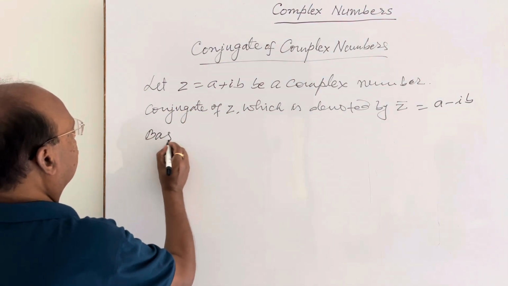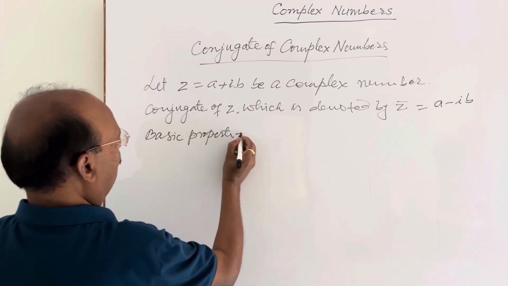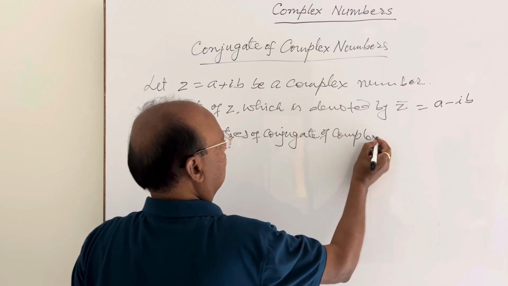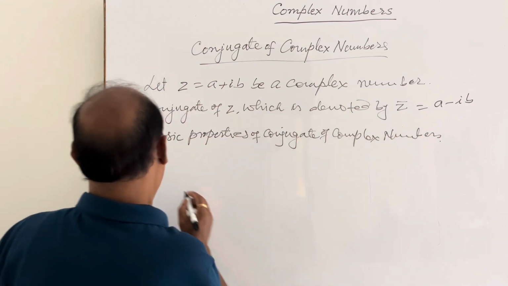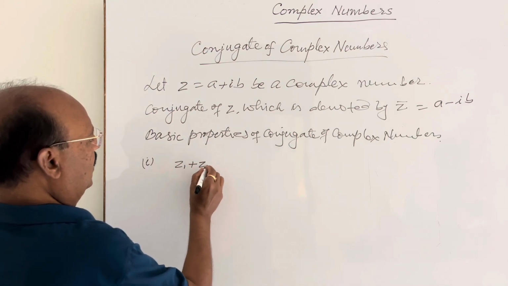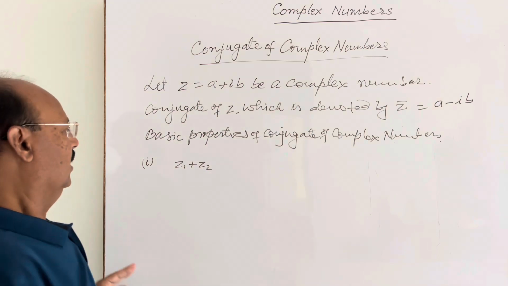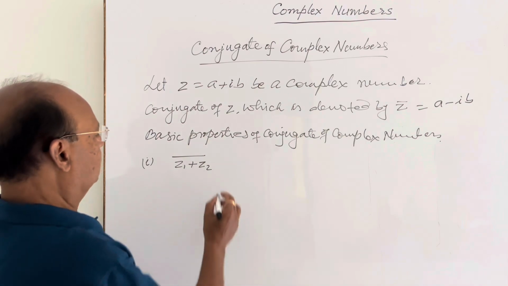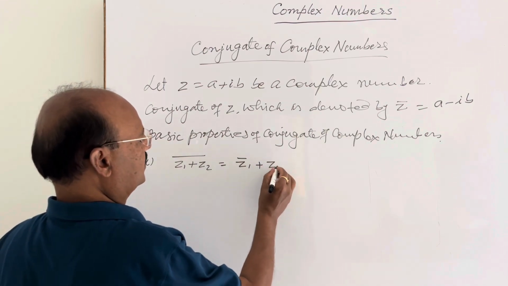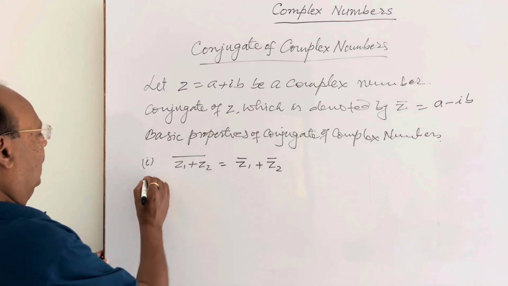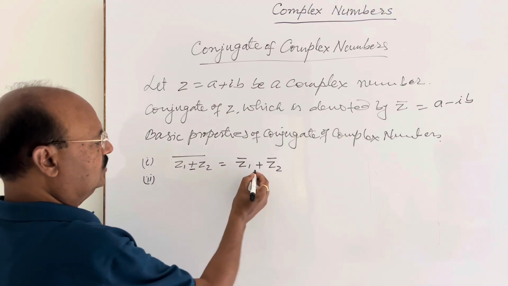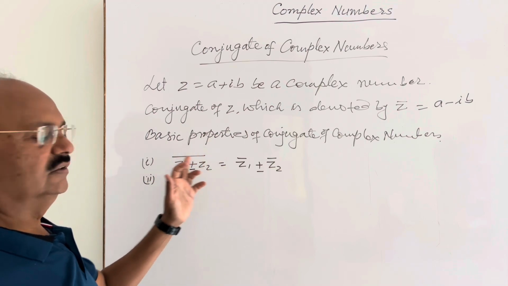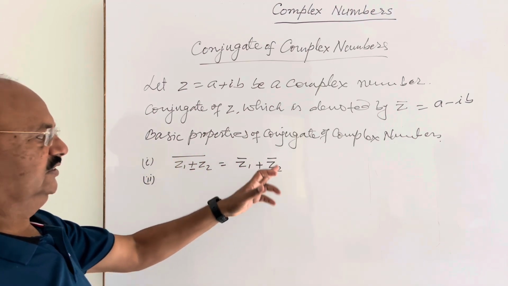Okay, and there are some basic properties of conjugate of complex numbers. First, if z1 plus z2 is the sum of two complex numbers and conjugate is taken over both the complex numbers, then z1 plus z2 whole bar is equal to z1 conjugate plus z2 conjugate. Correct? Second, similarly there will be negative sign also, positive and negative. For both the signs, the rule will be same. z1 plus or minus z2 whole bar, whole conjugate is equal to z1 bar plus or minus z2 bar.